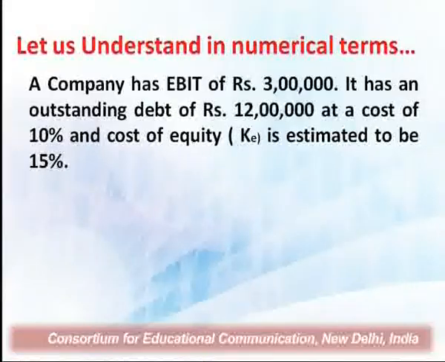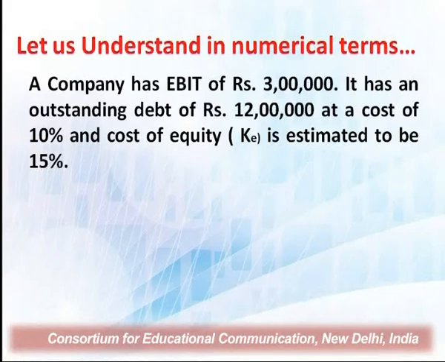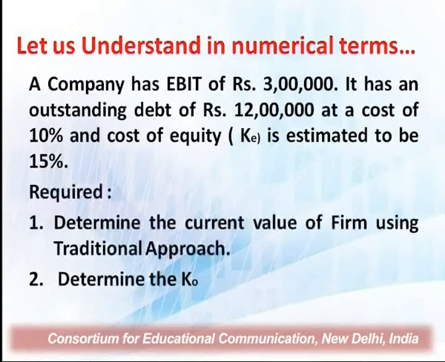Now let us understand this traditional approach by a numerical question. Suppose a company has an EBIT of rupees 3 lakh, an outstanding debt of rupees 12 lakh, and the cost of debt is 10%. The cost of equity is estimated to be 15%. So the question is giving you EBIT, the amount of debentures and their cost, and the cost of equity. What is required from us is to determine the current value of the firm using the traditional approach, and eventually to calculate the overall cost of capital, that is Ko or WACC, the weighted average cost of capital.